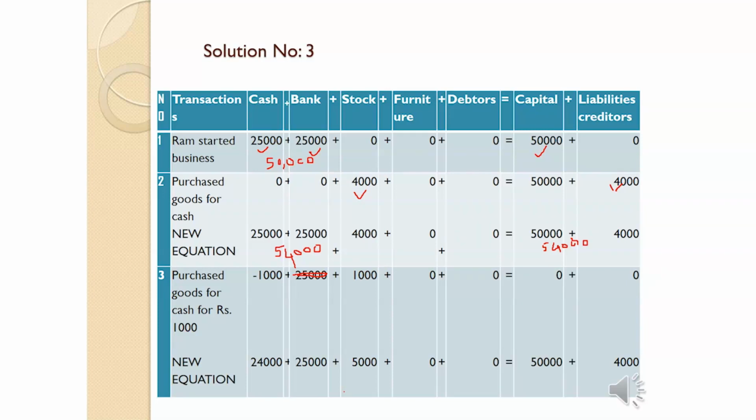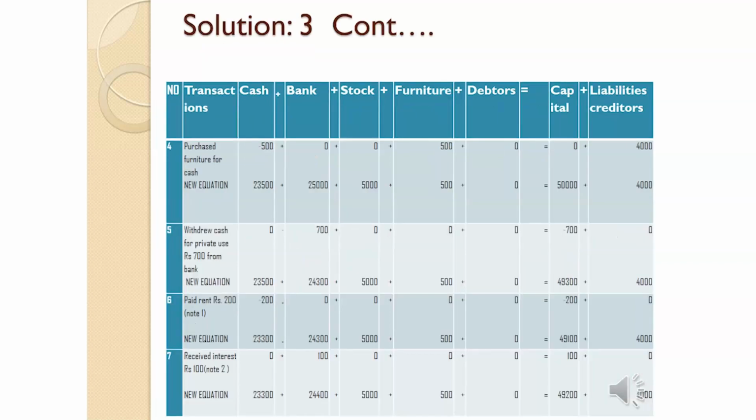So what is the total of these items? 24,000 plus 25,000 is 49,000. 49,000 plus 4,000 is 54,000. So the total value of the assets is 54,000, and the liabilities are also 54,000. So 54,000 equals 54,000; they should be equal here. Okay. I hope you understand this problem. Okay, next we have to move on to the continuation of the problem.